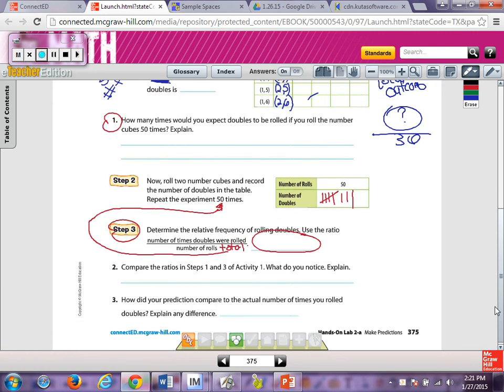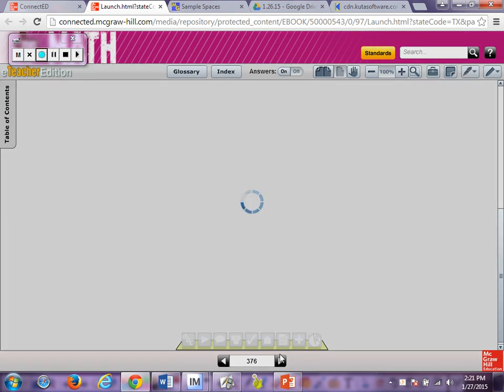Now, after you finish this whole page, go ahead and go to the next page, or the back of this, page 376. On page 376, if I could ever get this to load, which might take us a few moments. So let's go ahead and just take a quick pause while I wait for that.